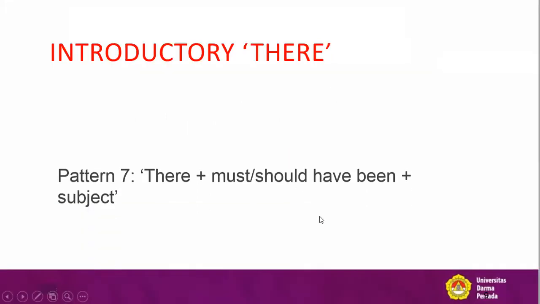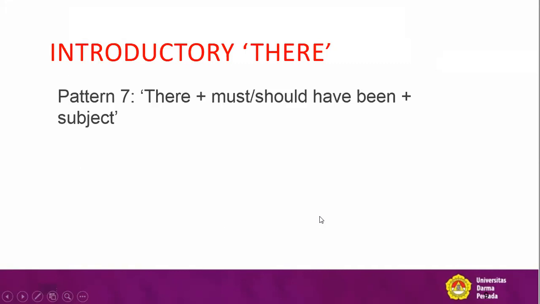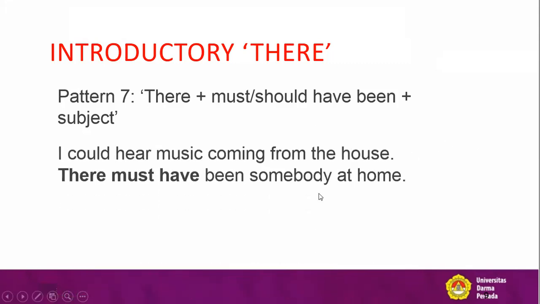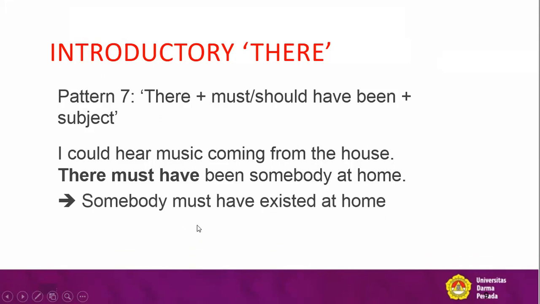Now we have introductory pattern 7. There must or should have been, and then subject. I could hear music coming from the house. There must have been somebody at home. So we can say somebody must have existed at home. Actually, this is almost the same function or meaning as must be, but this one is talking about the perfect.